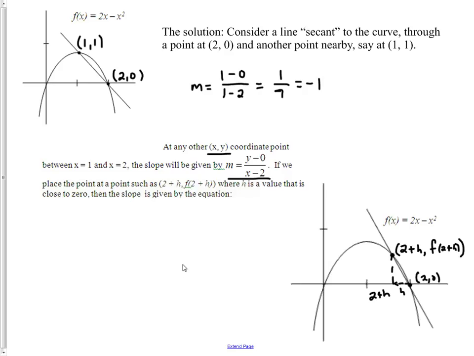And then we would want to figure out what the slope is for our equation. So, here's x2, here's y2 now. Let's go ahead and substitute that into our formula, and our slope would look like this. Something like f of 2 plus h, whatever that turns out to be, minus 0, divided by 2 plus h, which is the x value, minus 2. We'd have to figure it out from there.